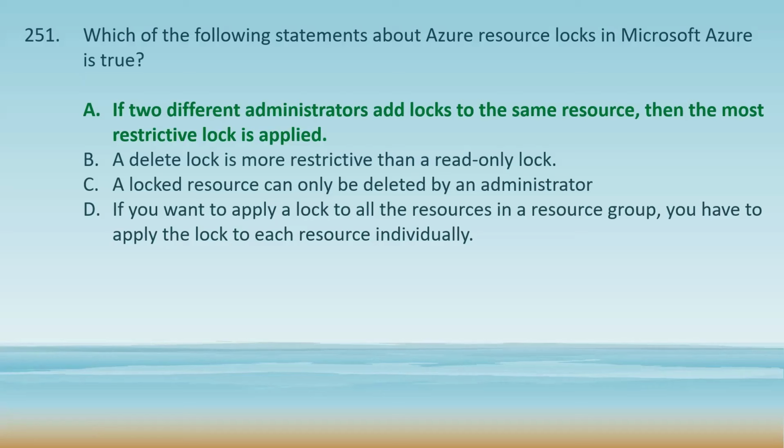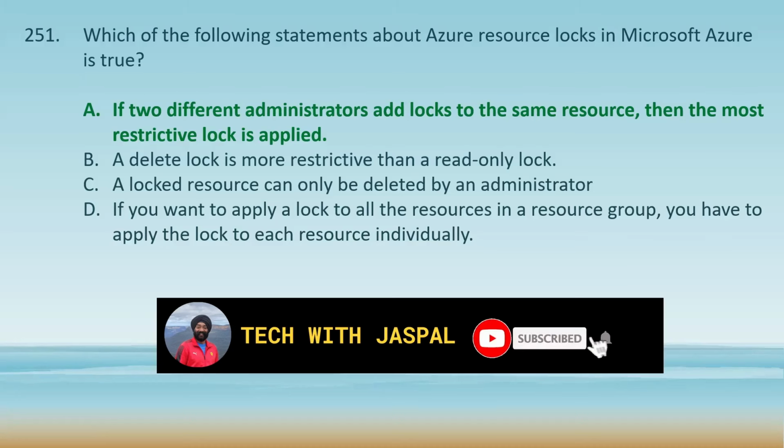Let's look at why other options are incorrect. A read lock is more restrictive than delete lock, as it restricts delete and modification both, which is why statement 2 is incorrect. And the third statement is incorrect, as even an administrator can't delete a locked resource. They will have to remove the lock first and then attempt resource deletion. And regarding the last statement, if you want to apply lock to all resources in a resource group, then you can also achieve this by applying lock to resource group, as resources in a resource group inherit lock. So you don't really need to apply lock to each resource individually.